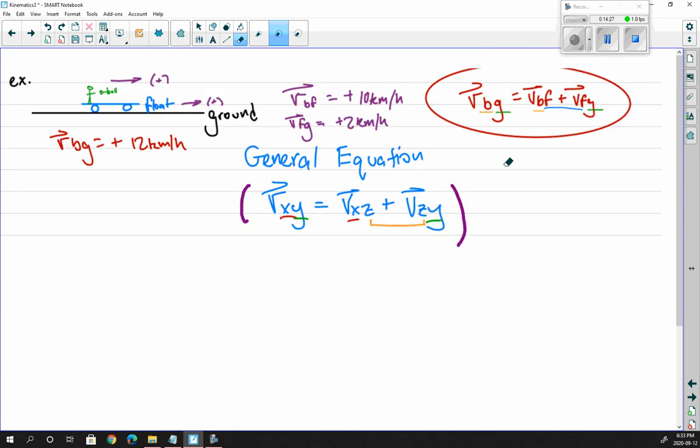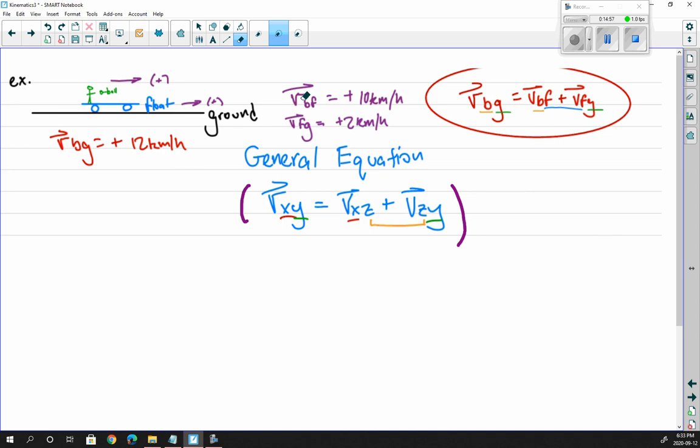Let's do an example. Let's say here is a float, some type of parade. I don't know if we're having parades anymore, but let's pretend. And let's say that the float is one of the reference frames. Okay. And right here is a person on the float, and they're throwing a ball. And that's another reference frame. And then the float itself is moving on the ground, and that's another reference frame.